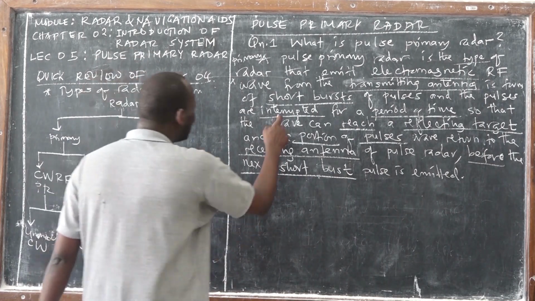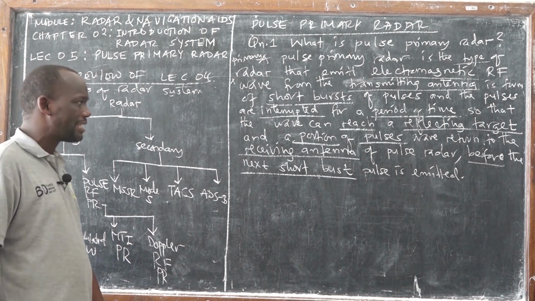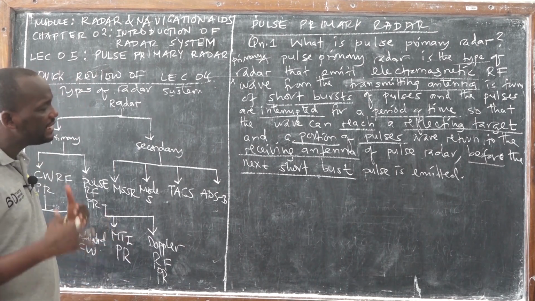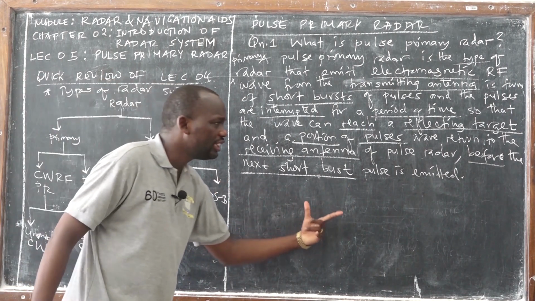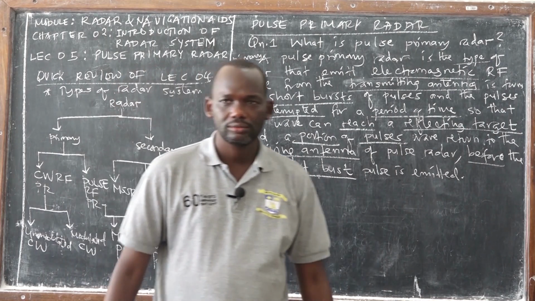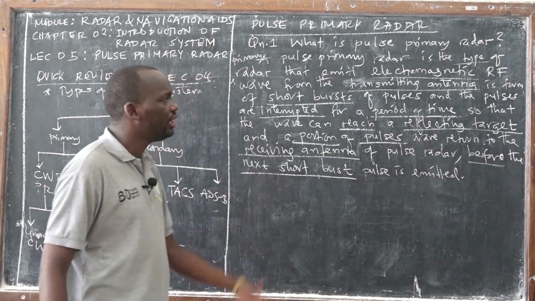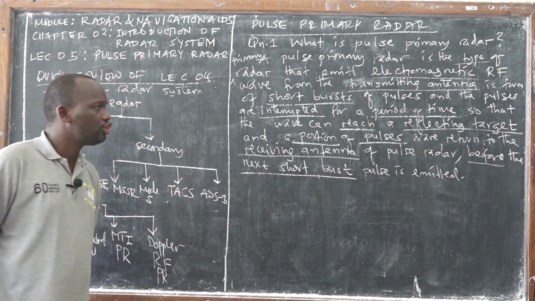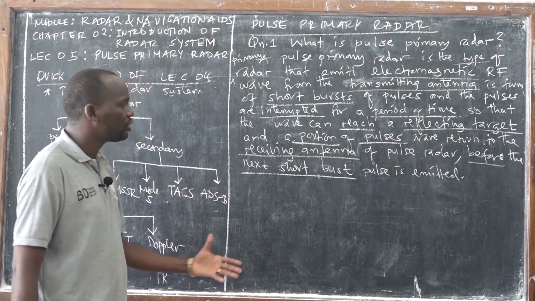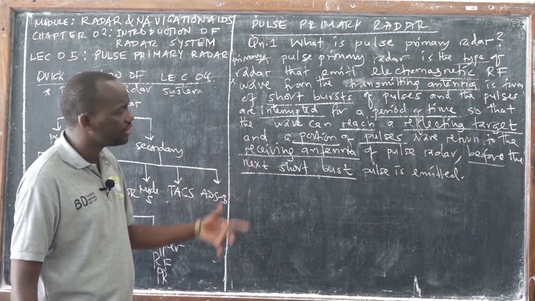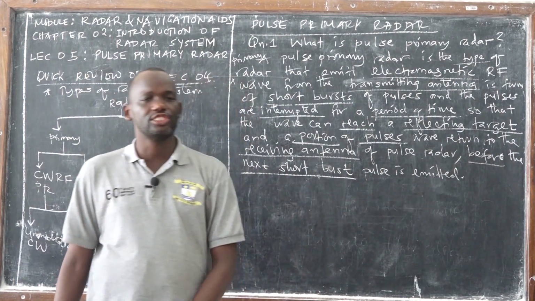So I said that these interruptions of the periods of time, the short bursts of pulses, are actually intended to make sure that these pulses reach the reflecting target. A small portion of those transmitted short bursts of pulses will hit the target, and portions of it will return to the receiving antenna of the pulse radar before the next short burst pulse is emitted.